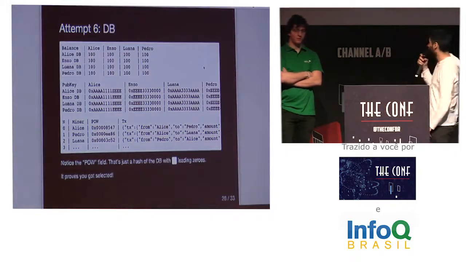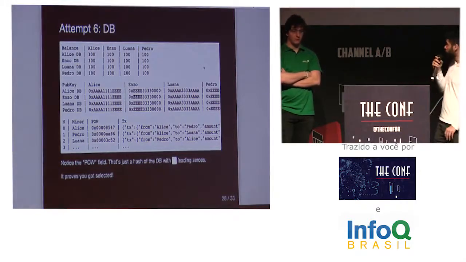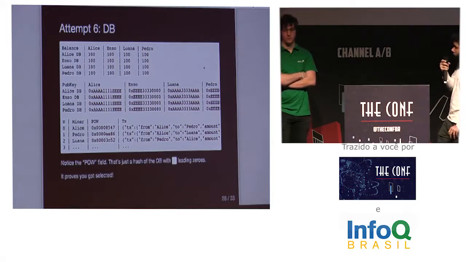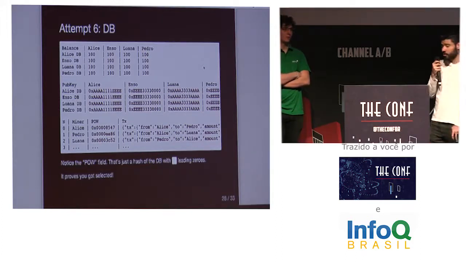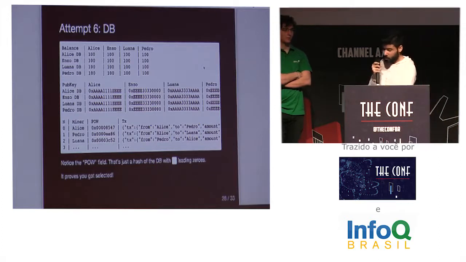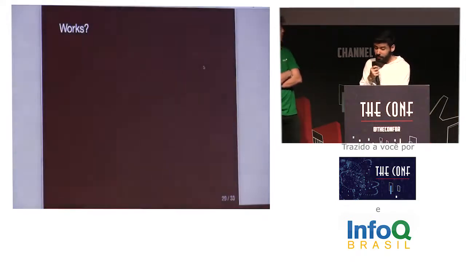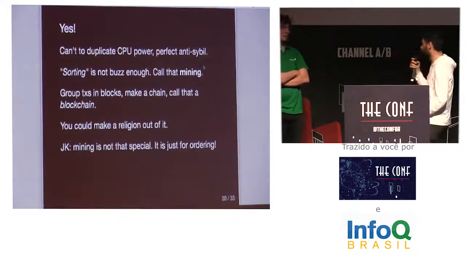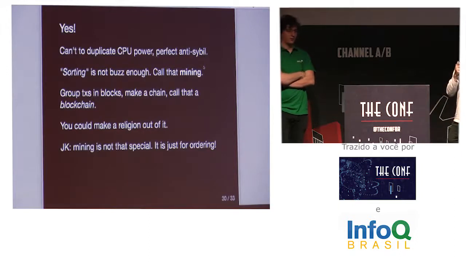The database now includes a proof of work field. The proof of work is basically a small string that's very hard to make. Since that string is very hard to make, we know that someone must have spent a lot of CPU power to make it. And with that kind of proof, we can randomize the orders in a way that now finally works, because you can't duplicate CPU power.